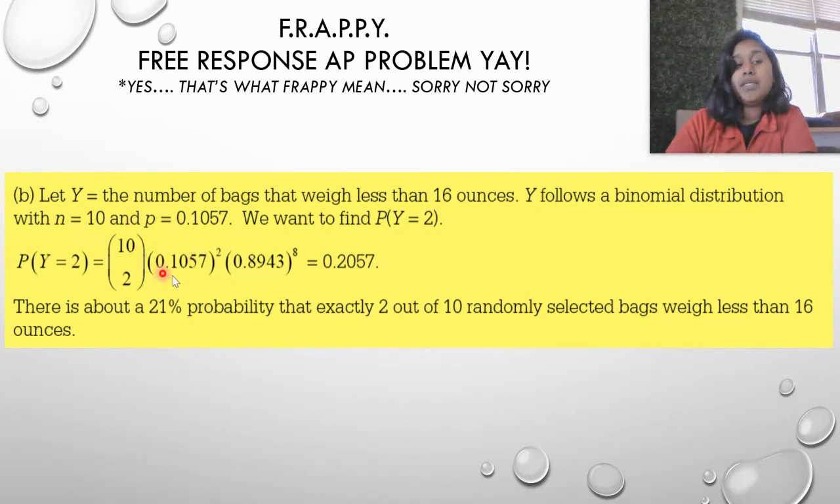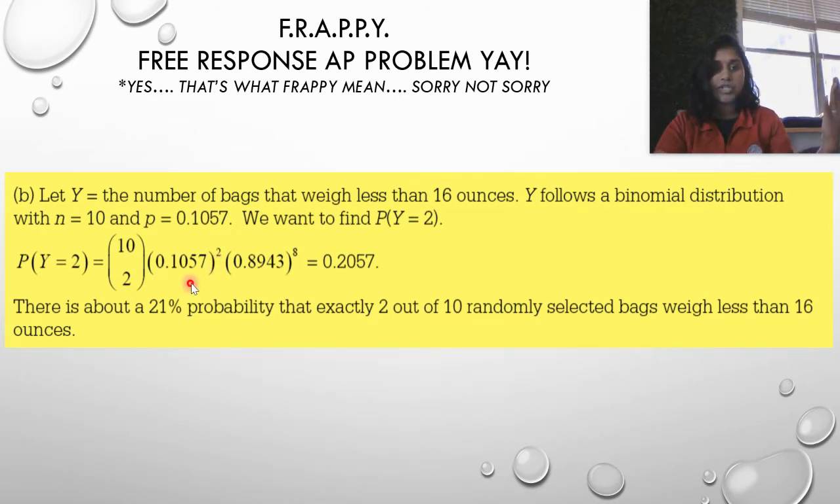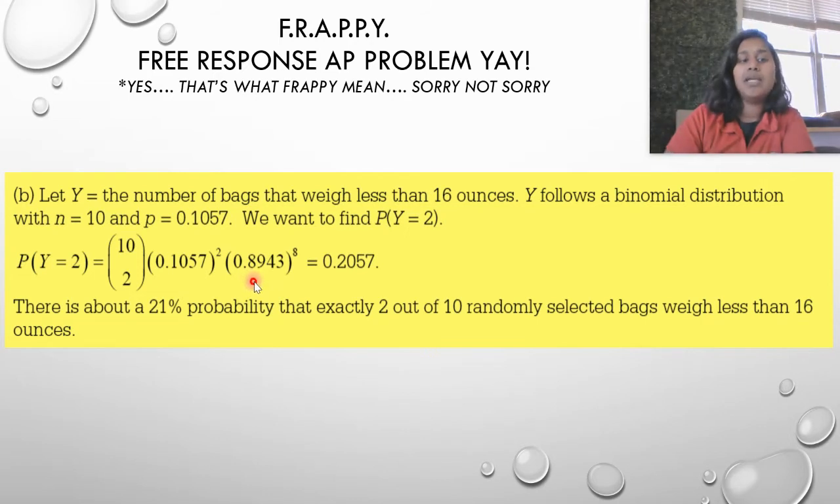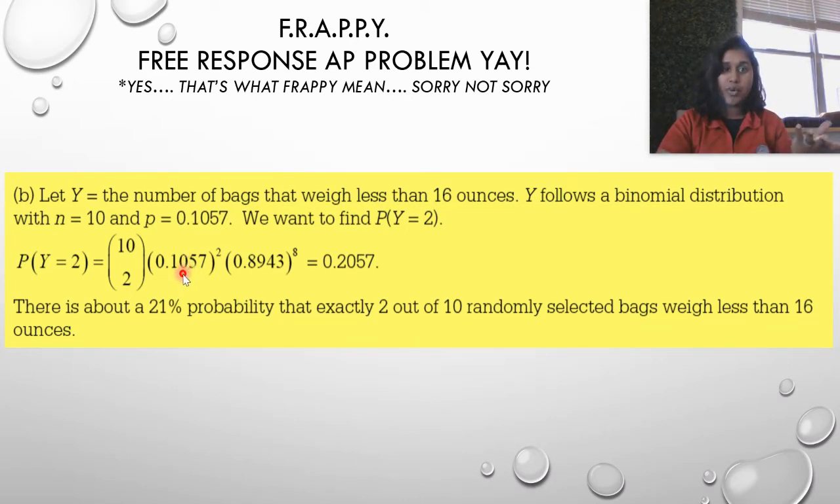This is the probability of my success. How many bags are less than 16 ounces? That would be my success right here. And then I raise it to the number 2, the number of successes I want. Where did I get 0.1057? From question A. We just solved that for ourselves. Well, where did I get 0.8943? I subtracted this from 1. You literally take the opposite. So your successes are 0.1057.